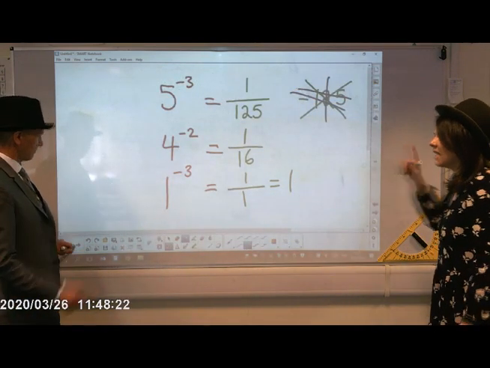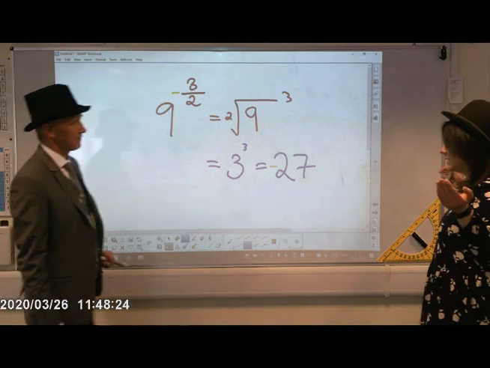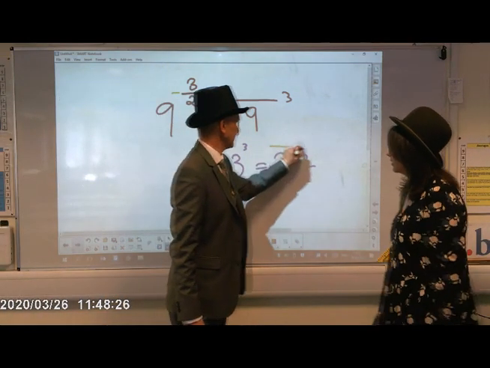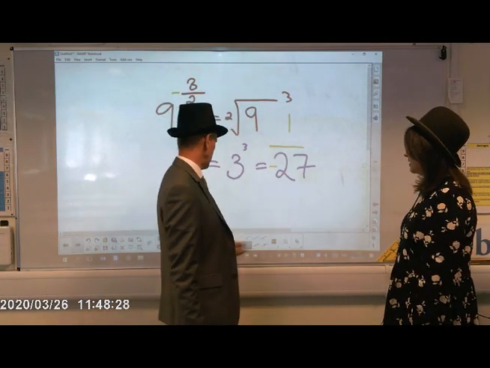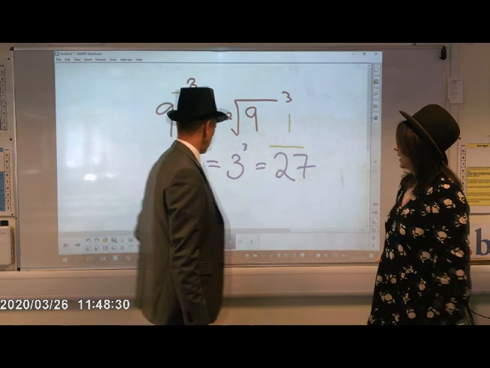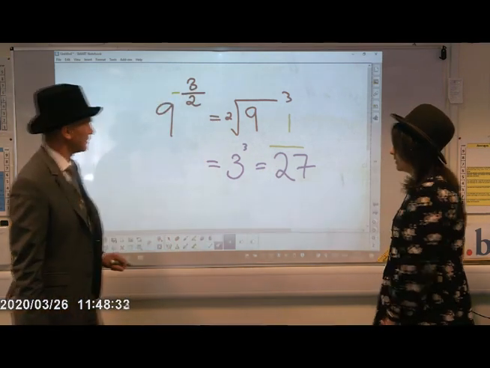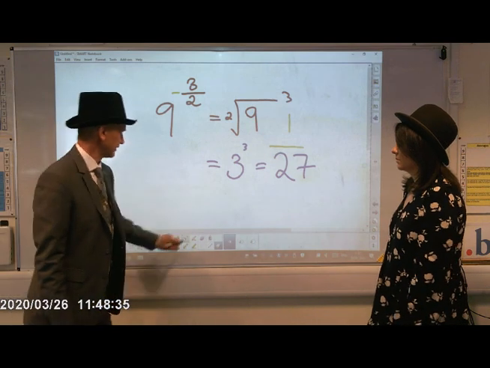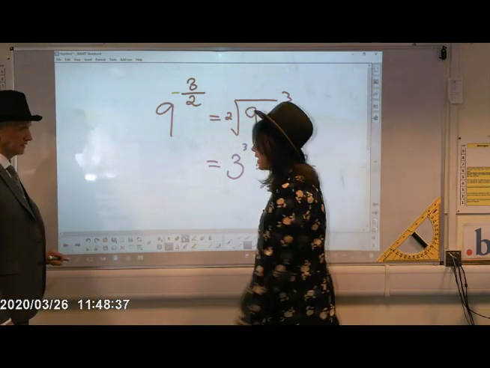Oh yes, the negative doesn't mean negative, it means reciprocal. Get rid of that teeny tiny negative there, we don't want him. So our answer would be 1 over 27. It's beautiful. So, let's give you a couple to do.